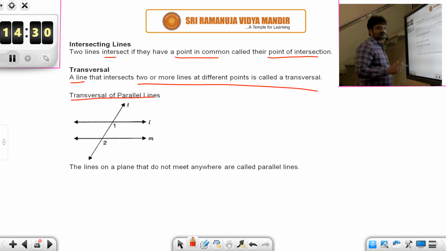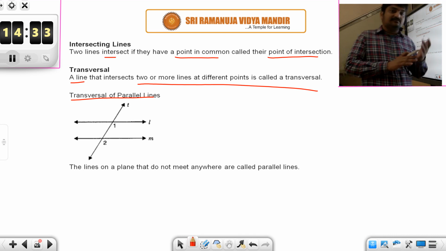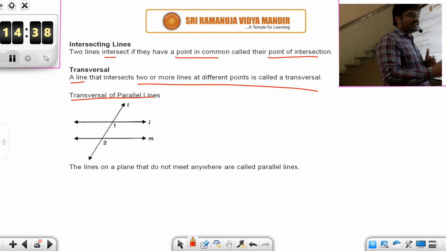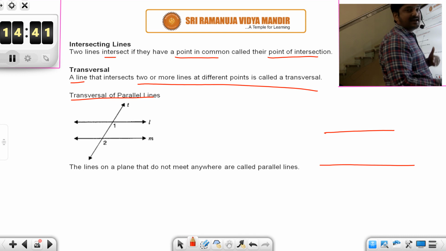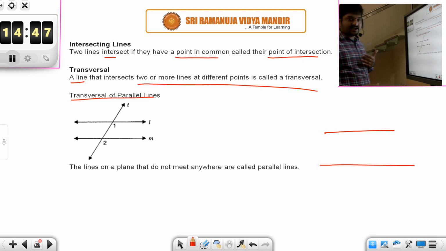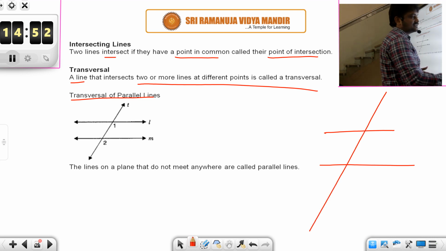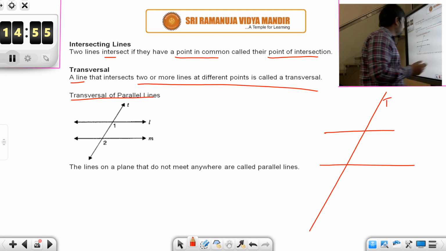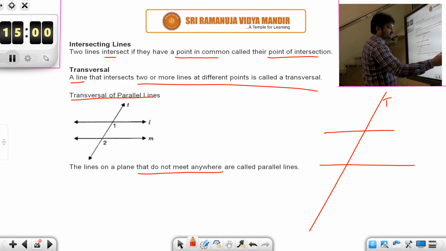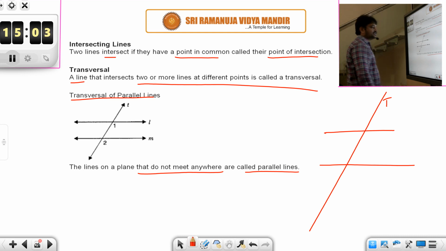Transversal of parallel lines. In this chapter mostly we will be dealing with transversals of parallel lines, not general lines. Parallel lines, you know, will never intersect. And then consider a transversal. What is the definition of a transversal? Whenever a line intersects multiple lines, we will call such a line a transversal. So this is a transversal. The lines on a plane that do not meet anywhere are called parallel lines. As we have already discussed, there are no points in common between these two lines. We will call this pair of lines parallel.